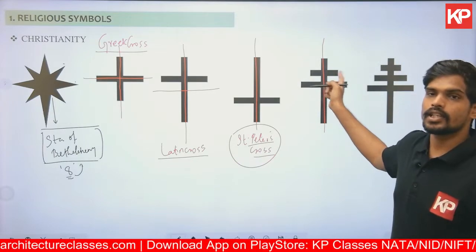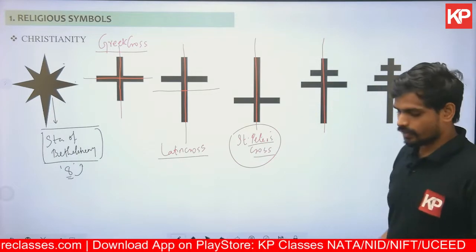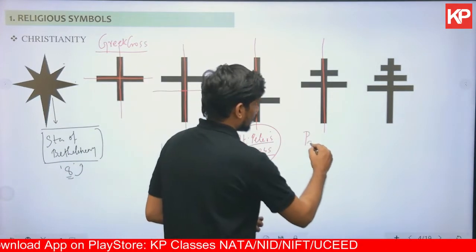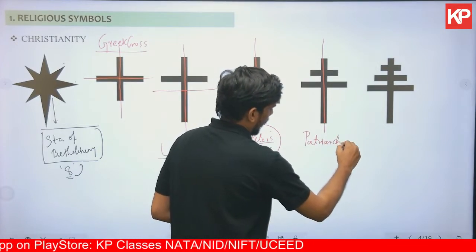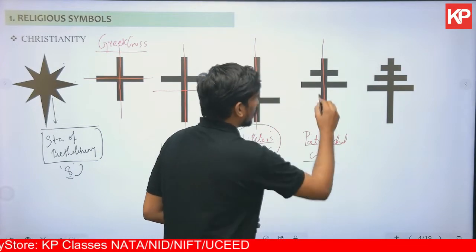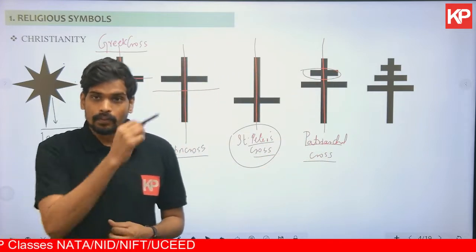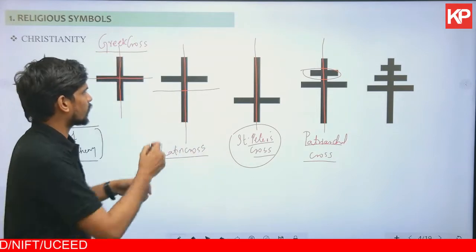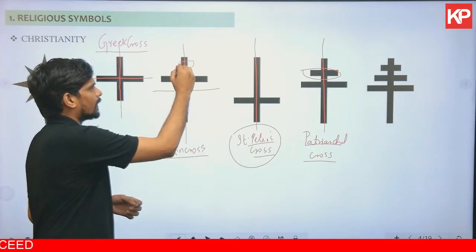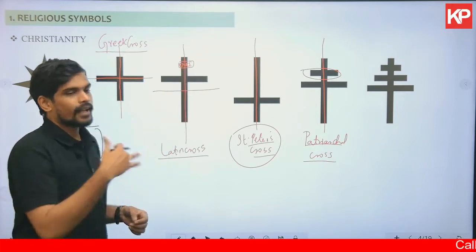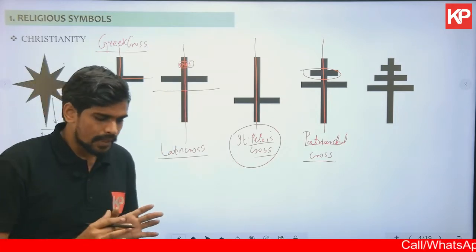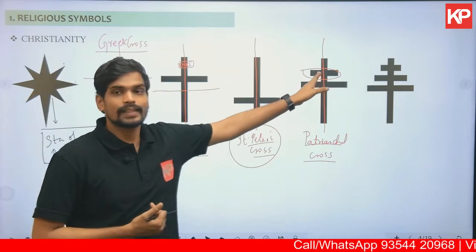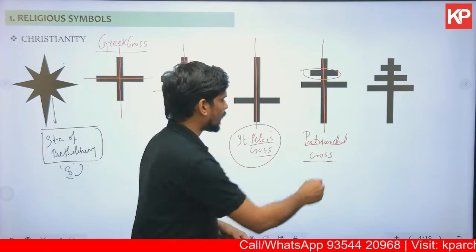Then you have a cross with an additional horizontal wing. This type of cross is generally referred to as a patriarchal cross. And this additional horizontal member provided on the top represents the nameplate. Basically, when Jesus Christ was crucified on this cross, on the top of it, a small wooden panel with INRI was mentioned. It was basically the name of Jesus Christ, Jesus of Nazareth, written in Latin over there when he was crucified. So this symbolizes that additional nameplate. Basically, this is the patriarchal cross.